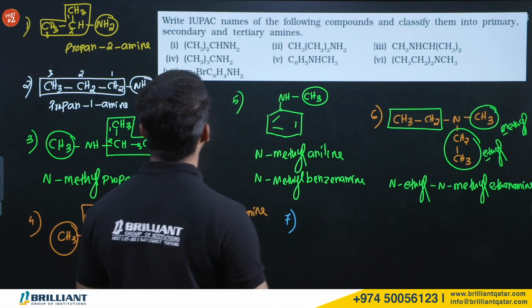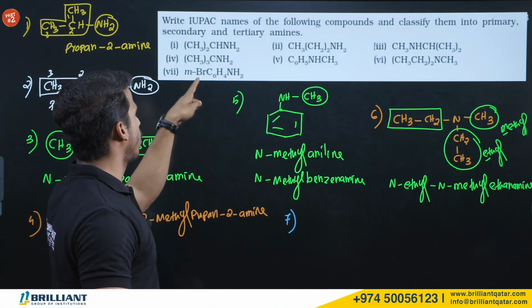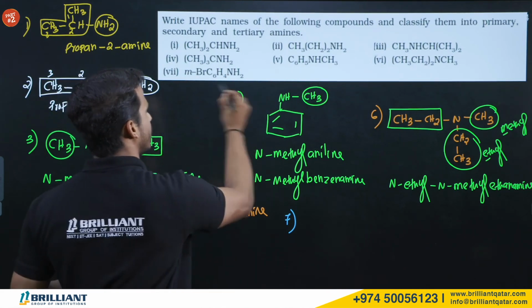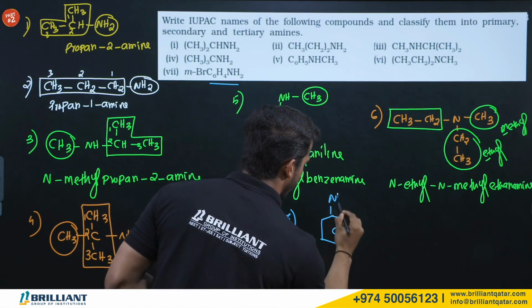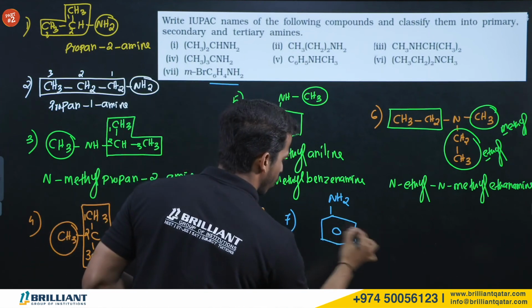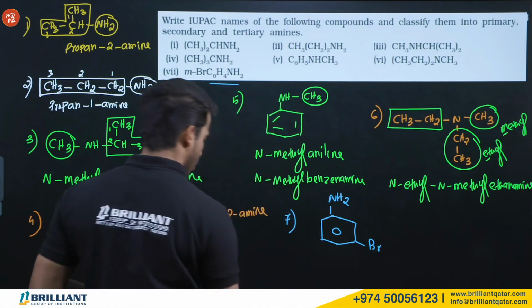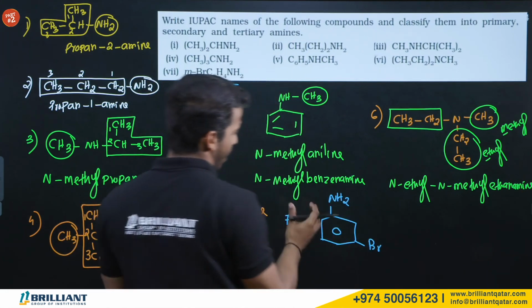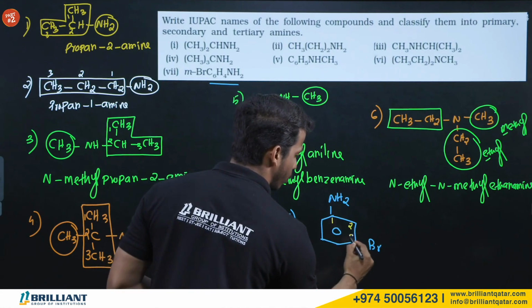Question number 7. Last one. M, you know, M stands for meta. Meta bromo C6H4NH2. Right? Meta position, you know, this is ortho, these two are meta. So meta position, there is a bromine. All right. So, you know, the highest priority group among amine and halogen is amine. So number 1, number 2, number 3.